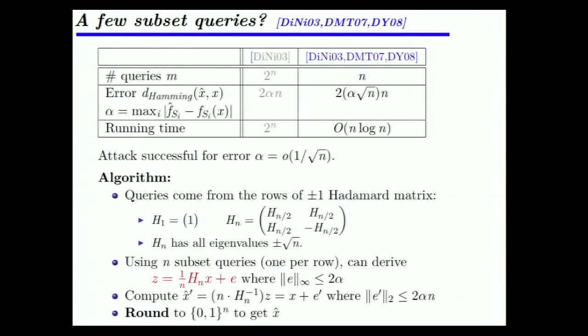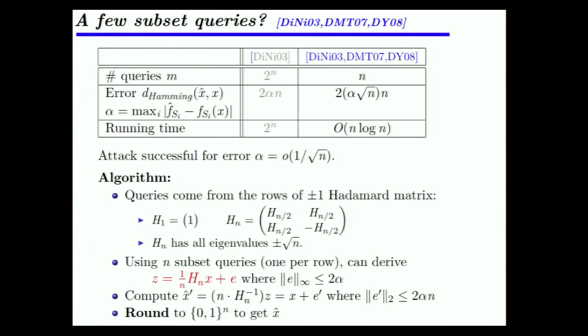What my error guarantee tells me is that I'm getting this matrix product plus an error vector e, and I know something about the L infinity norm of e. It's at most 2 alpha in this case. Now I can compute an estimate x hat prime for x. I call it x hat prime because afterwards I'm going to have to round it. I'll just take the inverse of this matrix. So I invert the Hadamard matrix, I multiply by n to take care of that 1 over n thing, and I multiply whatever I reconstructed, this information z, by the inverse of this matrix. And obviously what I get back is x, since Hn is invertible.